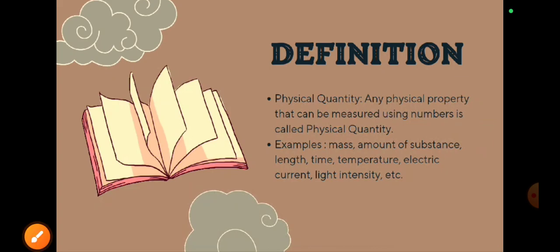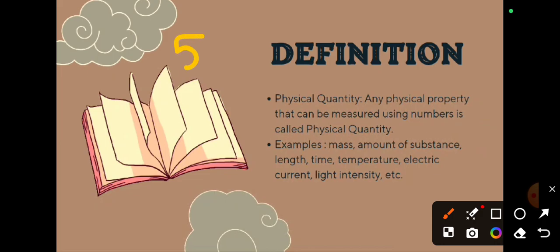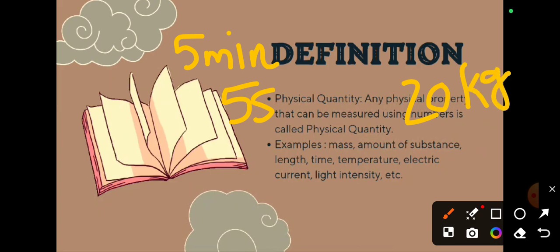For example, if I want to measure 5 minutes, I am measuring time here, right? 5 seconds, again this is also I am measuring time only. 20 kgs, right? 20 kg. What I am doing? I am measuring some amount of the substance. So here, whatever quantity that we can measure is called as physical quantity. There are so many different types of quantities which we can measure. Mass we can measure, amount of substance we can measure, length we can measure, time, temperature, electric current, light intensity, etc. All these things we can measure. Therefore, we are calling these quantities the physical quantity.